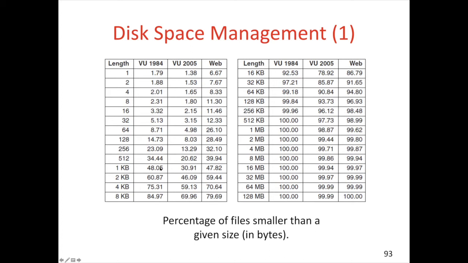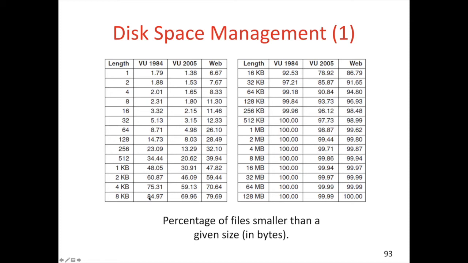is 48% for 1984, 30.9% for 2005, and 48% for web. And it is 75% for 1984, 59% for 2005, and 70% for web.